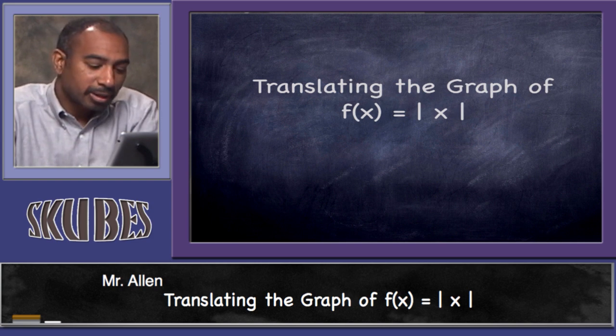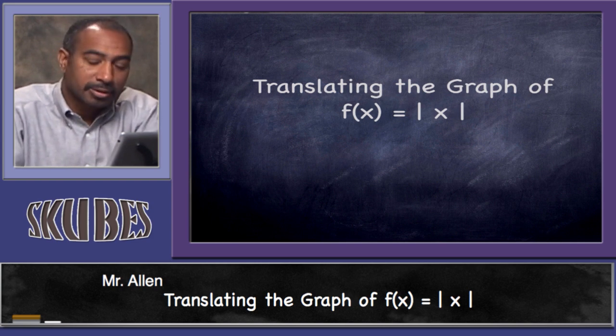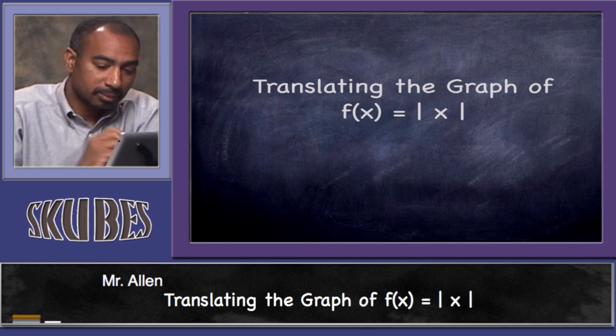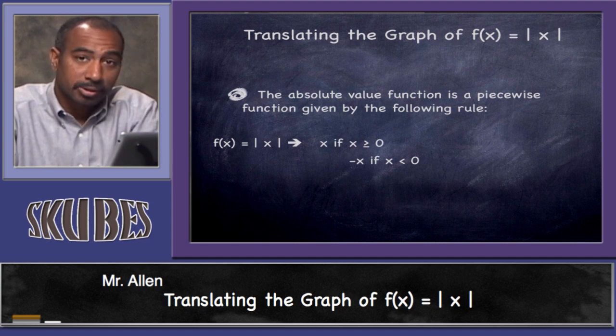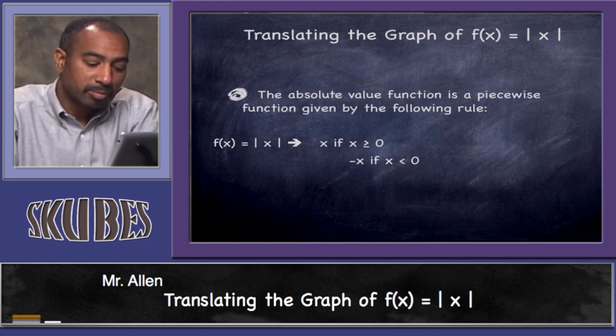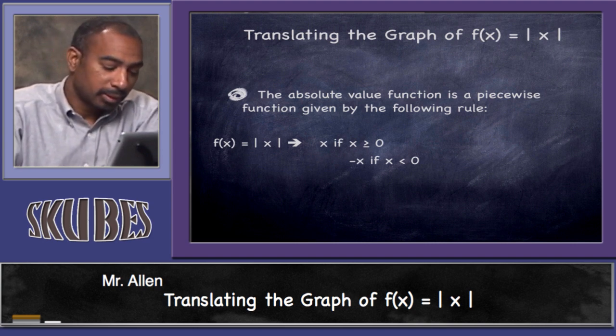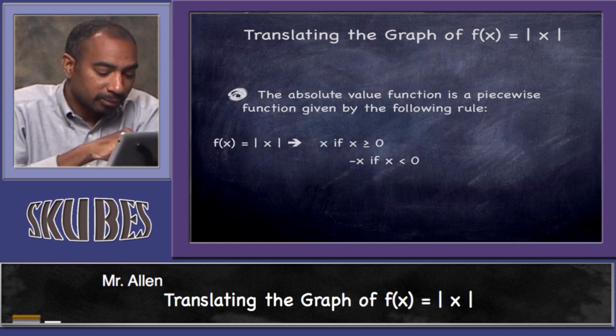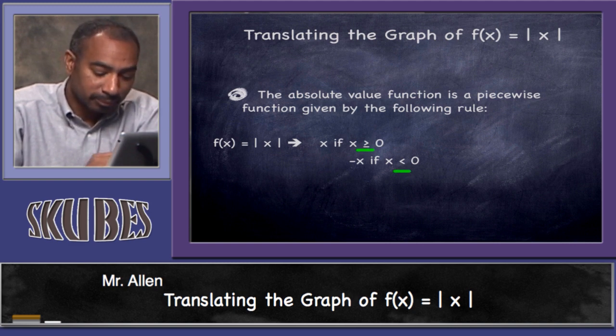Our topic today is translating the graph of the absolute value function, f of x equals the absolute value of x. The absolute value function is a piecewise function given by the following rule. The function is x if x is greater than or equal to 0, and negative x if x is strictly less than 0.